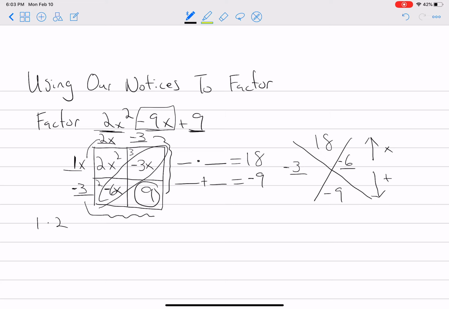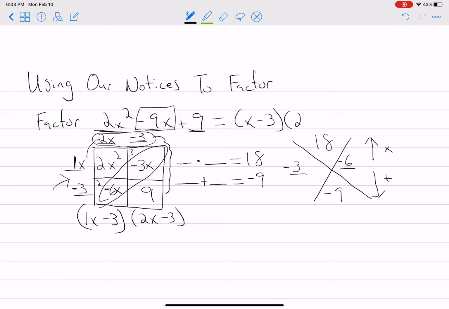So I have now officially factored this piece of the equation. I can see that my two factors are 1x minus 3, which I got from right here, and 2x minus 3, which I got from up here. So the factors of this are x minus 3 and 2x minus 3. I just used those noticings and the area model to factor this quadratic right here.